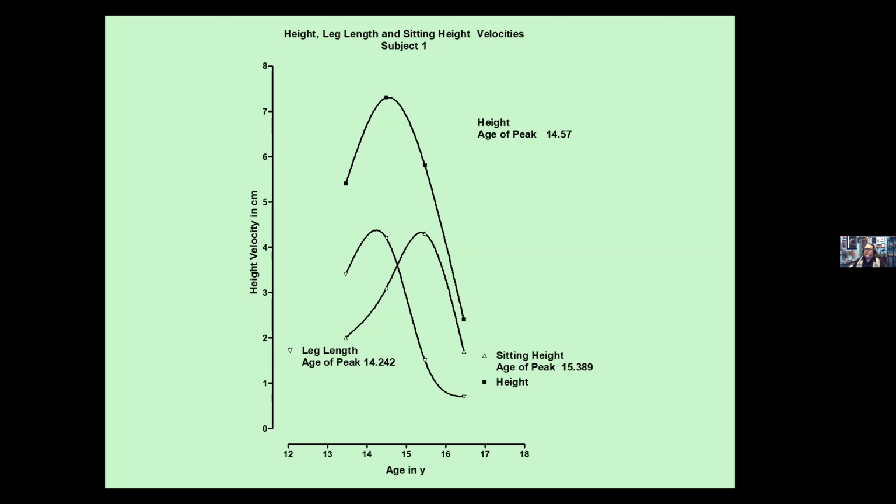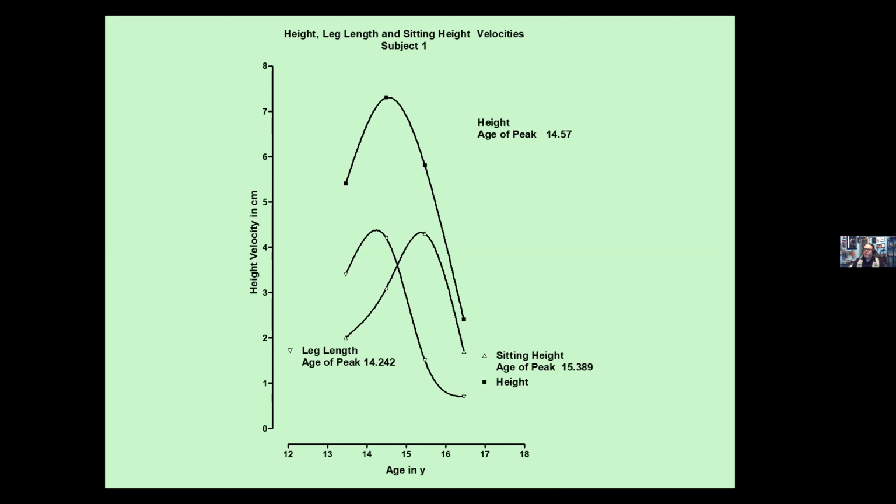So here we have a relationship between the occurrence of these various peaks. First of all, your legs grow and peak, and then your trunk grows and peaks. And in between those two time periods, your height peaks. This is the information that we took and said, okay, there's a pattern here. Can we use this pattern to give us some idea of when peak height velocity is occurring?